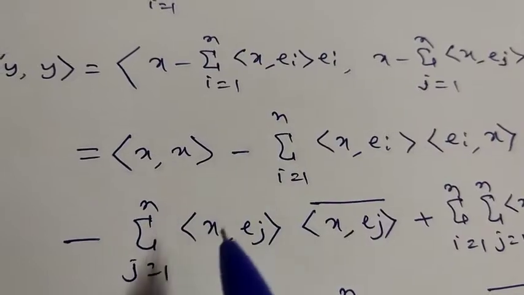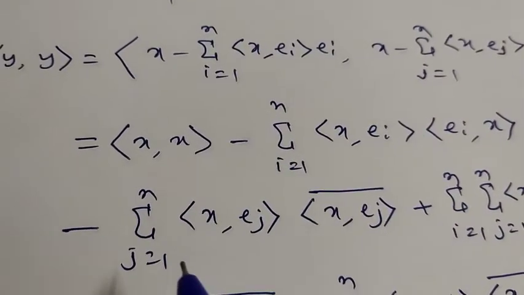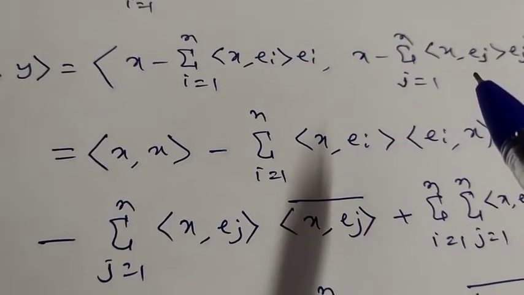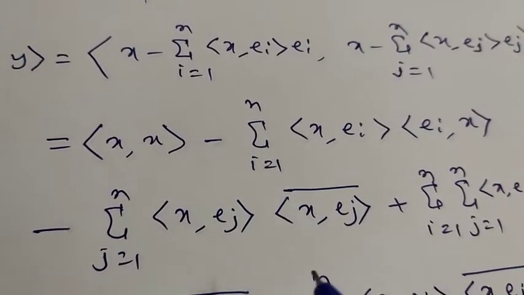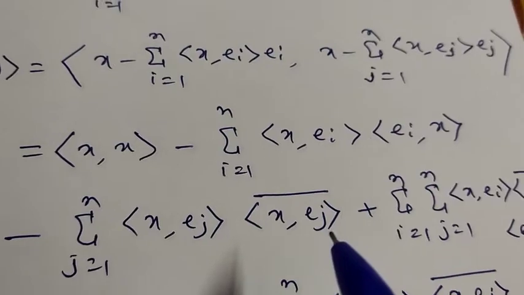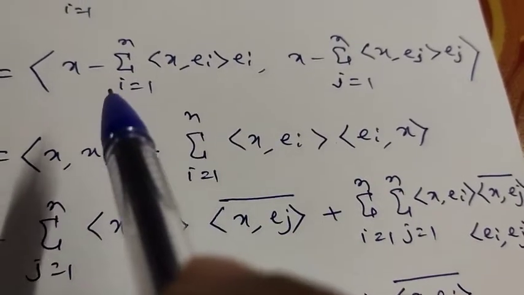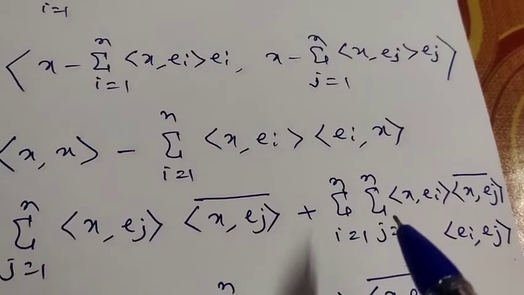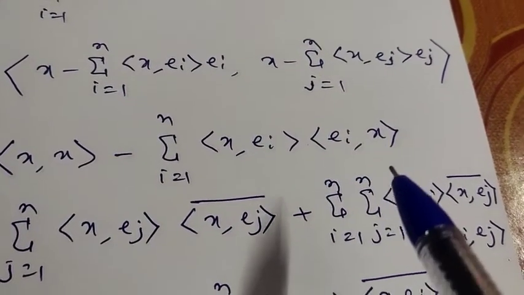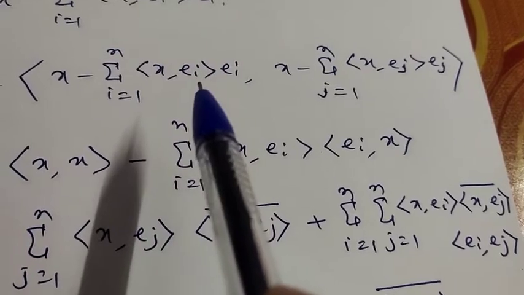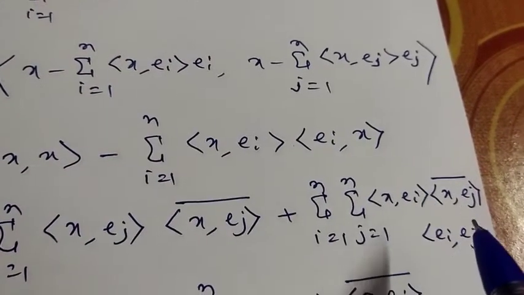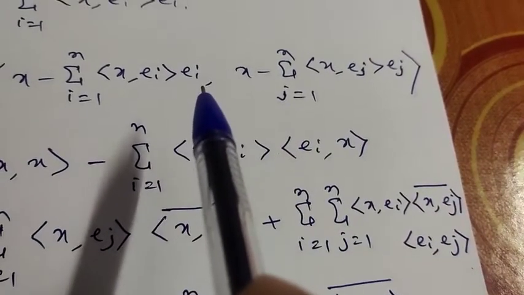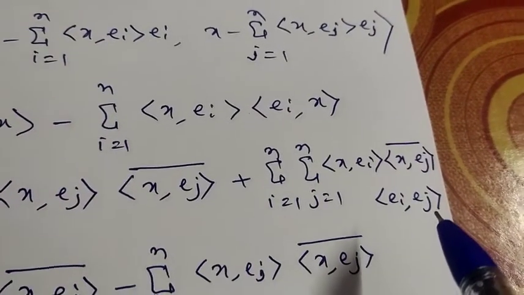So this is equal to minus summation j equal to 1 to n of (x comma ej), and the other element is (x comma ej) bar. Okay, the last element is minus into minus plus summation i equal to 1 to n, summation j equal to 1 to n of (x comma ei) as it is here, and (x comma ej) bar comes outside because it is in the second term, and the inner product is (ei comma ej), we write as it is.